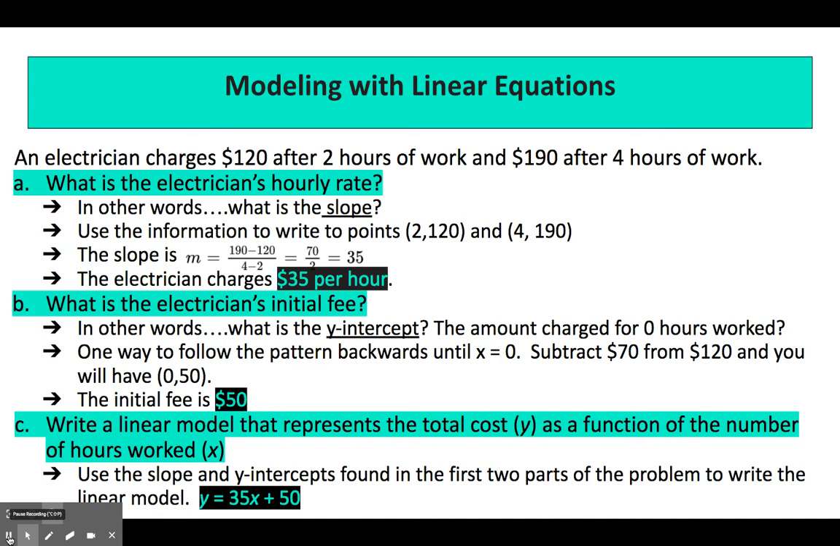So learn that slope-intercept form, y equals mx plus b, and it will help you for the rest of your life. Bye!